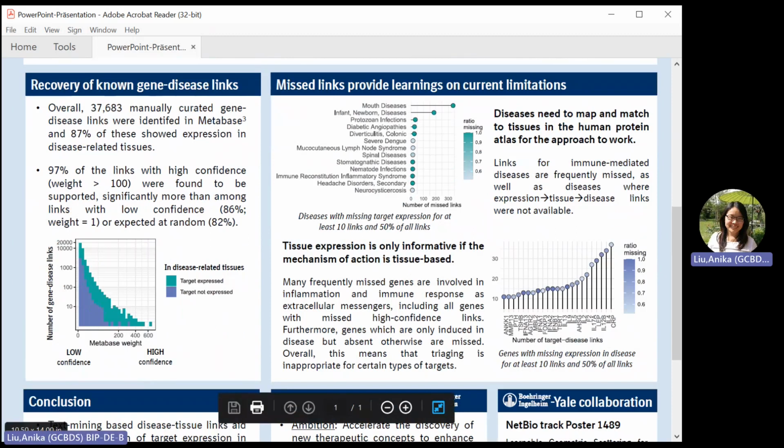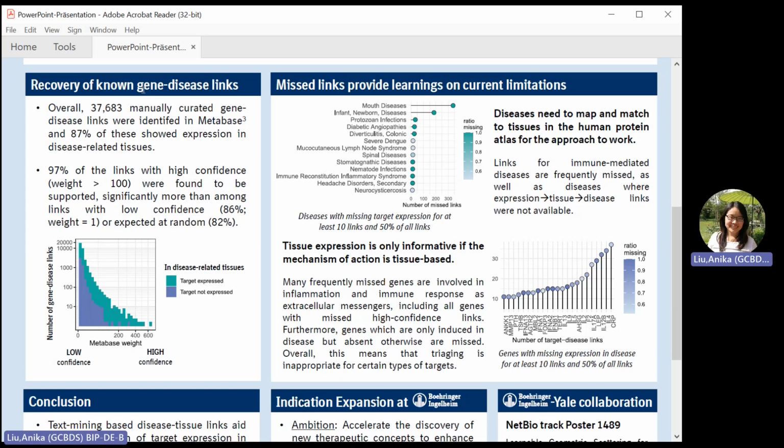So how well does this process work? For that, we looked into how well we can recover known gene disease associations from Metabase. Here across all gene disease pairs, 87% showed expression in disease-related tissues, which is more than if you'd look at a random combination of genes and diseases from Metabase, where only 82% showed expression. So this is a small enrichment. However, we'd expect to have a higher percentage with expression close to 100%.